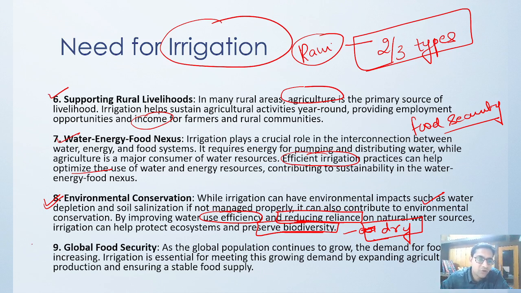Then global food security. The whole world is facing a food security outage. So if proper and better irrigation facilities are provided, then to a larger extent we will be solving the issue of food security, because demand of food is increasing day by day. Similarly, we also have to increase our production of food day by day. So for increasing the production, we need to irrigate the field, and in order to have a stable supply of food. So that is one more important reason why we need irrigation.